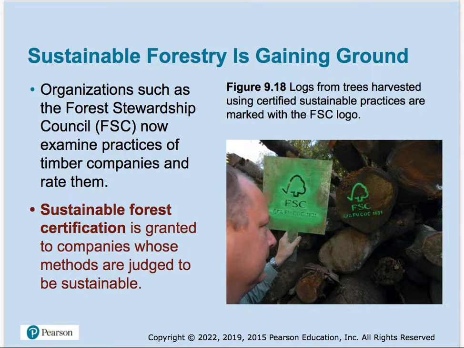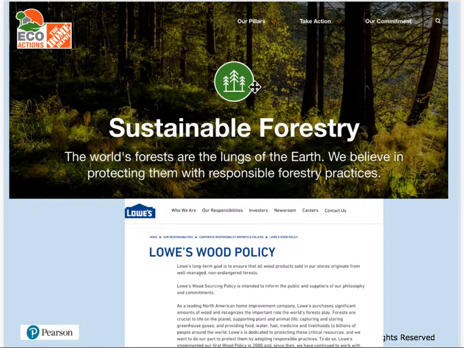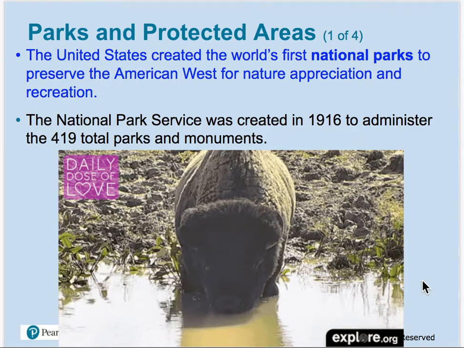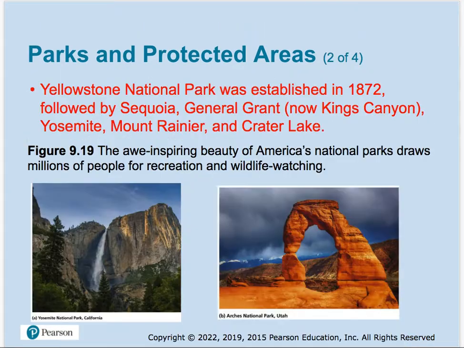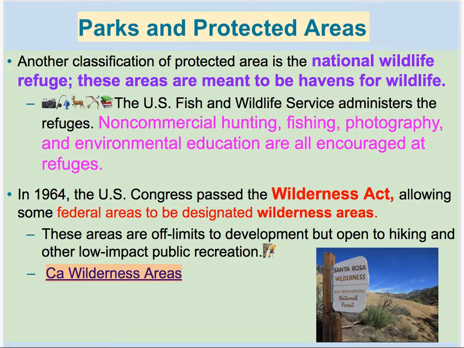So there are some places that try to sell at least some sustainable wood, and so it gets this marking on it when you buy lumber. I just happened to look and I saw that Home Depot does have a whole area of their website dedicated to their sustainable practices, which is a good step in that direction. So the United States, of course, has national parks to protect some of our spaces. And here's some more information on that.